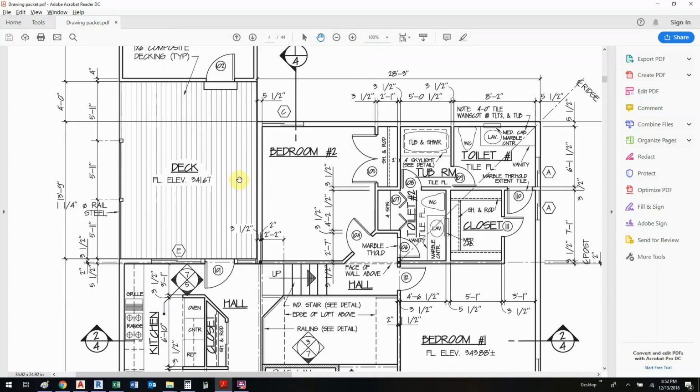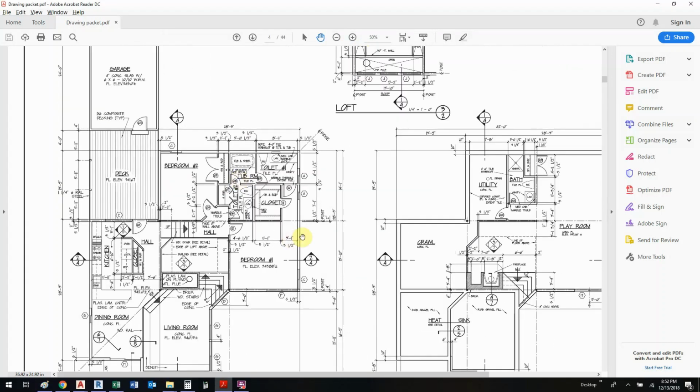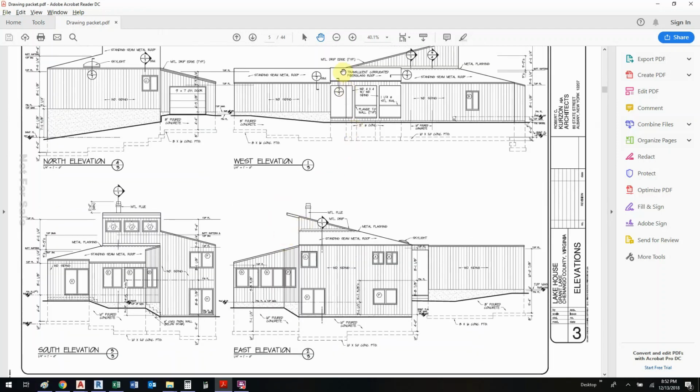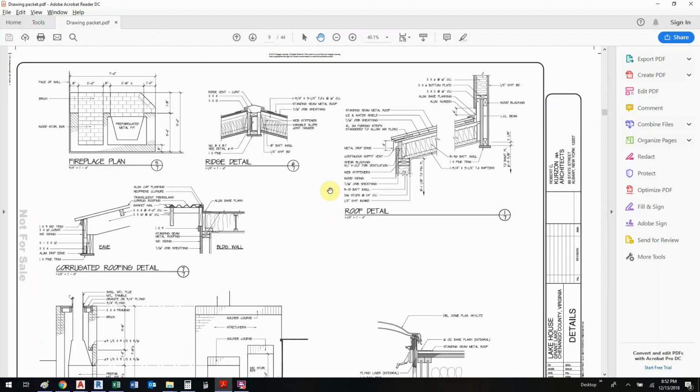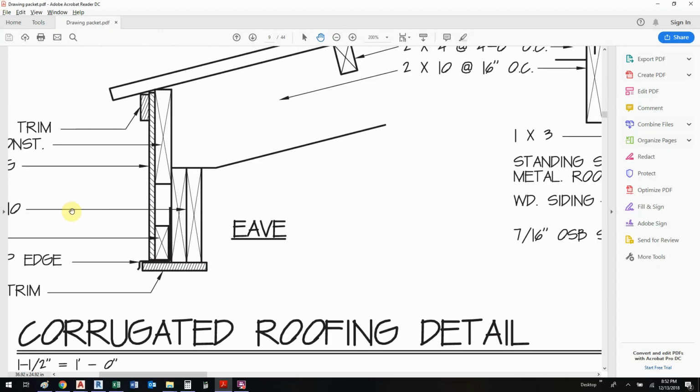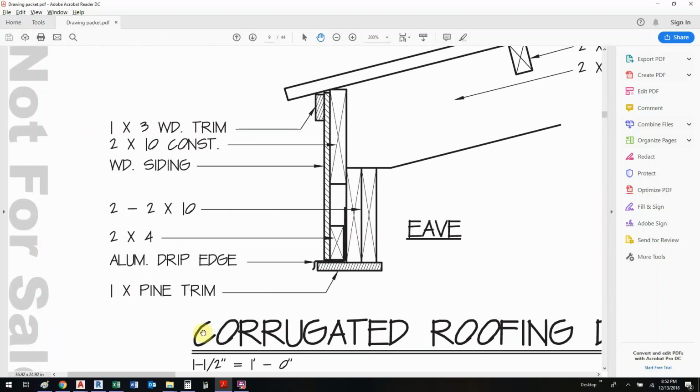Now, let's see how many 2x10s we have there. So let's go see if we can find this eave. It's talking about page 7, 7. So let's go find 7, 7. Page 7, 7, 7. Here's our eave. Okay, so how many 2x10s do we have there? We have 1, 2, 3 that make up this entire eave.